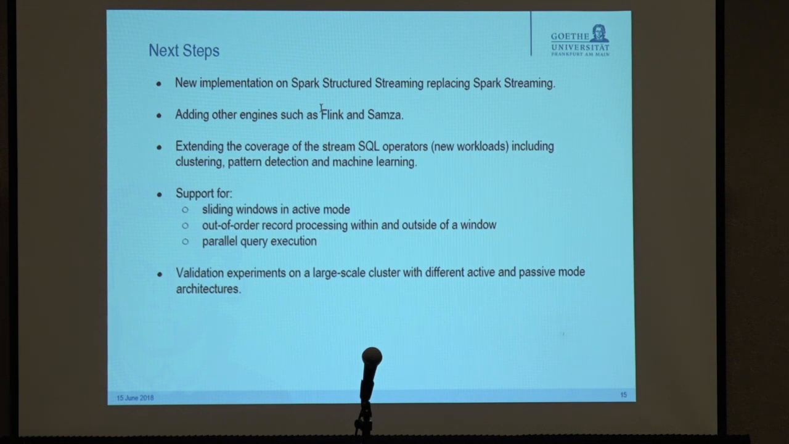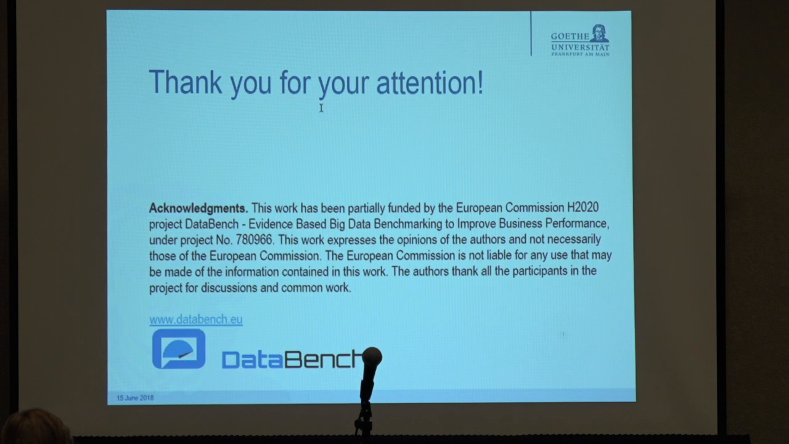In terms of workloads, of course, these five are not covering all the possible cases, and we need new ones which are more complex and even go in the direction of machine learning. Then we also need support for sliding windows in active mode, which is a bit harder, and things like out-of-order records processing, so how this will be handled is also quite interesting. Parallel query execution can be easily added, and then of course large-scale validation. And thank you.